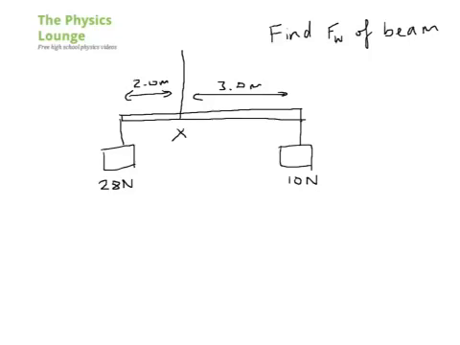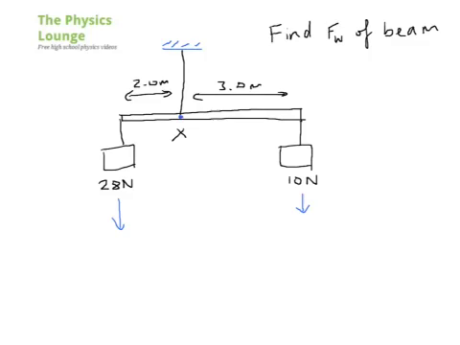So we have an example of equilibrium here, and we've got a beam suspended from perhaps the ceiling by a rope, and we've got a 28 Newton force downward at one point and a 10 Newton force downward at another point. So it's fixed at this point, and we're asked to find the weight force of the beam.